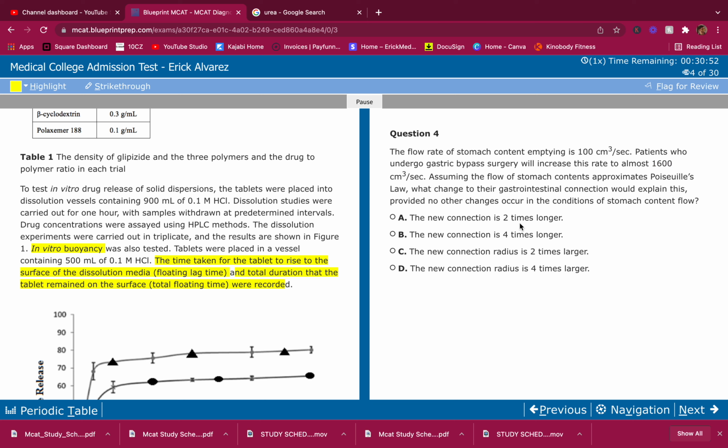So the radius is 2 times larger. It's not longer. That would indicate the L on the bottom of the equation. Is that hard? Hell no.